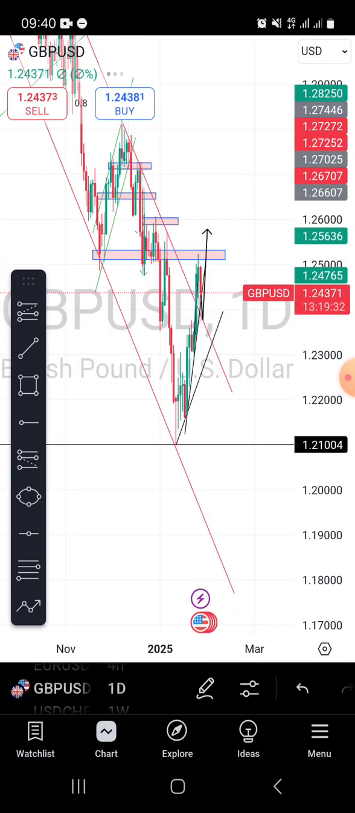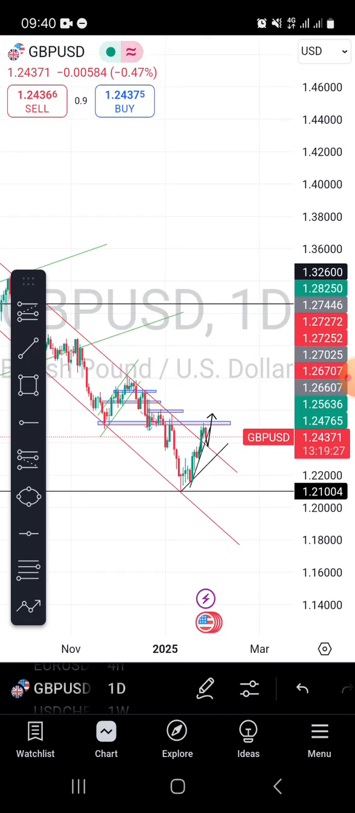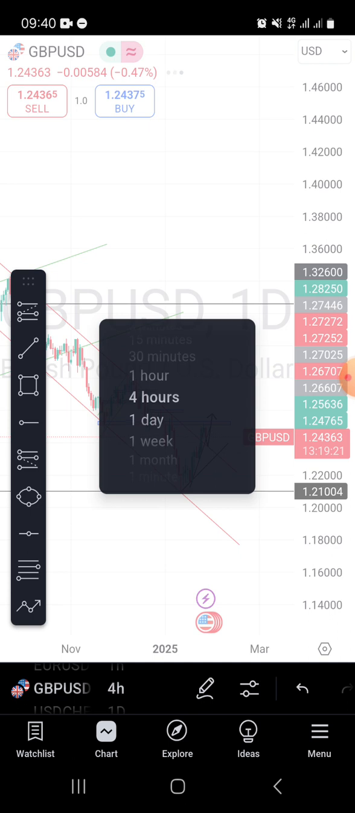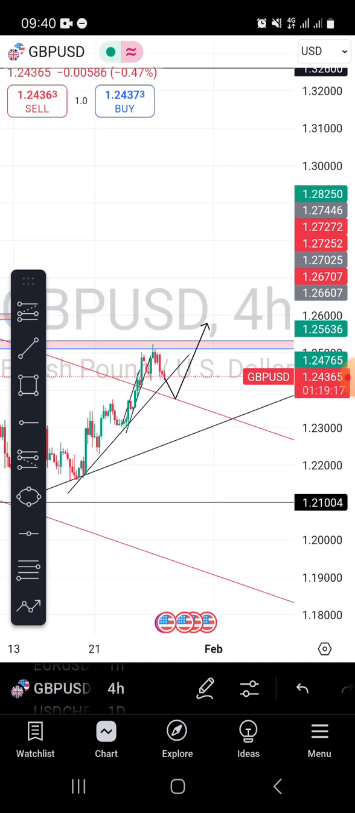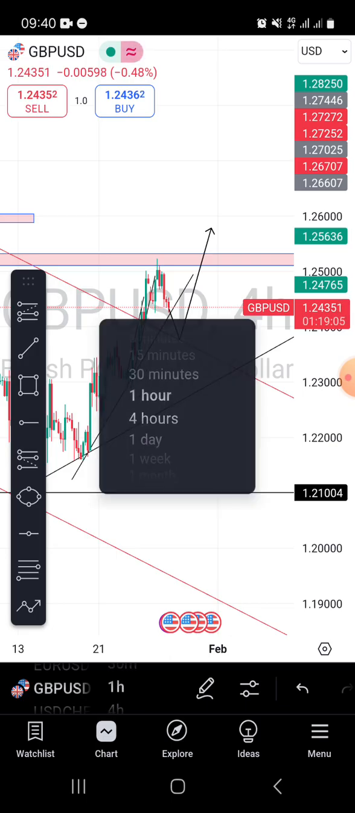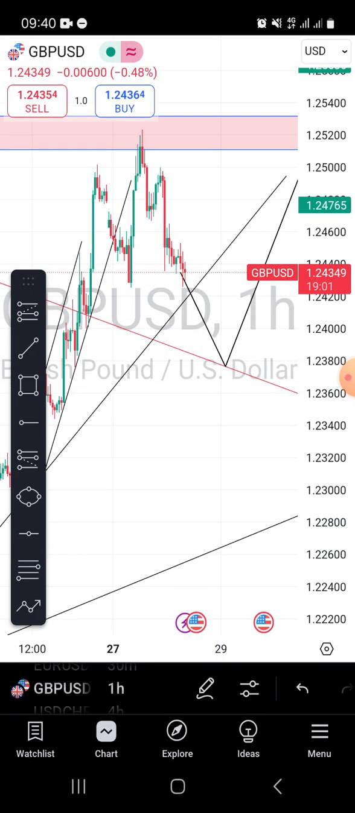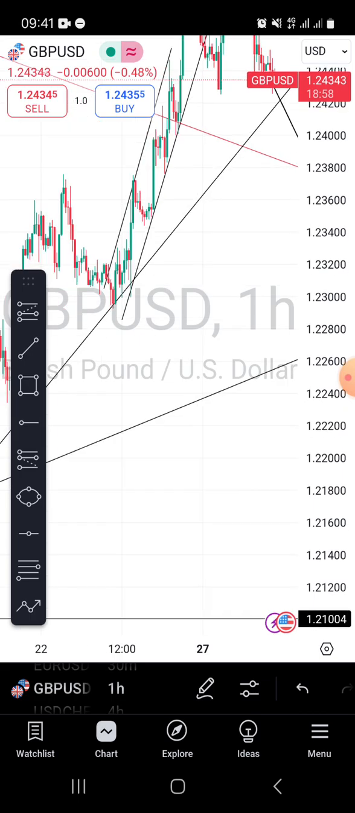Let me switch to D1. Yeah, you can see the downtrend line. So it already broke out the downtrend line to the upside. So we are waiting for a kind of retest. And you can see the downtrend line is this red line. So a retest on it, once it retests it with a clear rejection candle, we might be looking for opportunity to go long on GBP/USD. So it's all about patience.